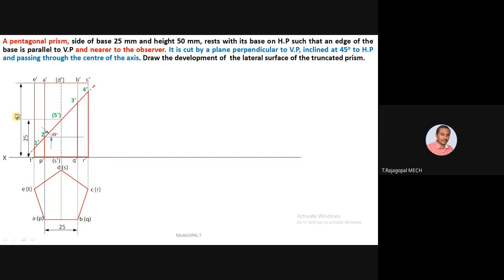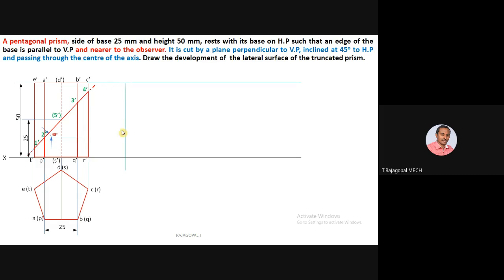For the same height 50, the base length of the side is 25. That's why 5 into 25. For the stretch out length, first of all draw one more thin line from the top face of the prism, parallel to XY like this. From this position, you can take any distance as per your wish. There is no specific constant distance we have to fix.